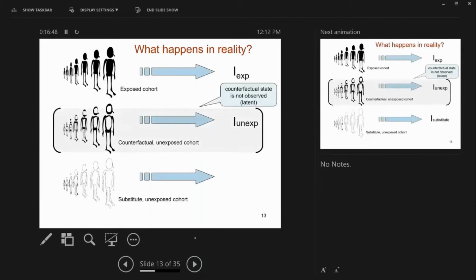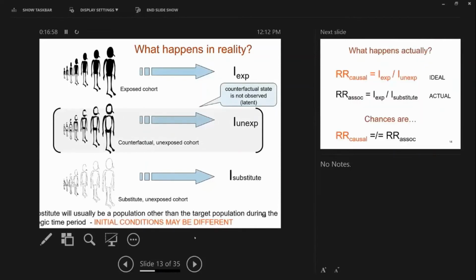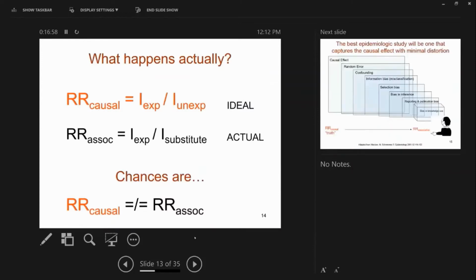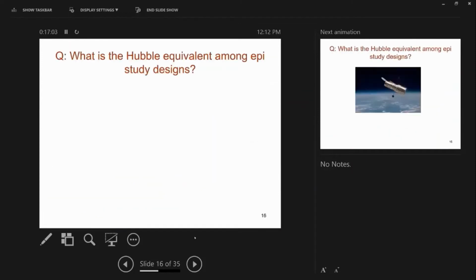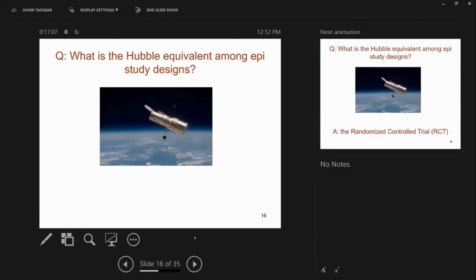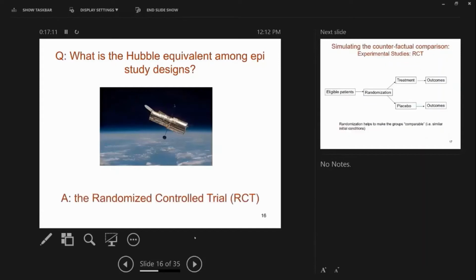So obviously, a case series or an ecological study or a cross-sectional study will never ever get close to the counterfactual. Randomized trials are the only design that comes close to mimicking the causal contrast, and that's why we call it the Hubble equivalent among the epi study designs. No study design has the ability to get closer to the counterfactual situation than a randomized control study. Not just a randomized study, it has to be a control trial. Okay, control group is absolutely fundamental, right?